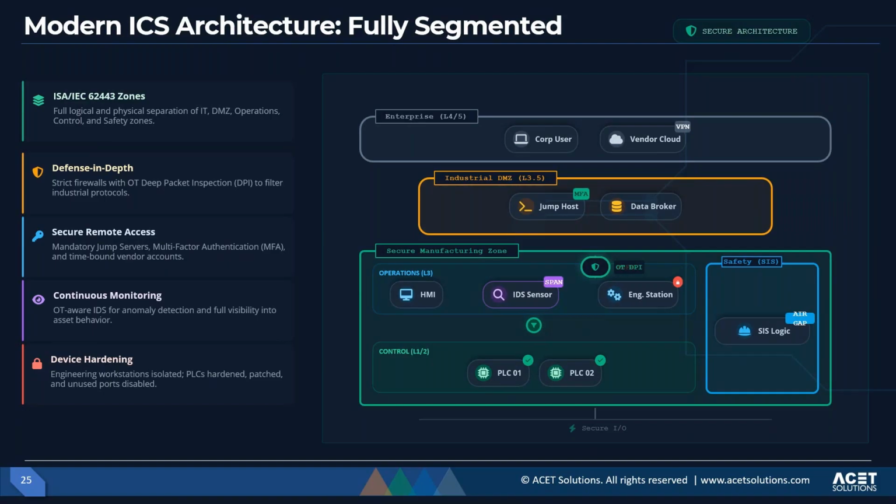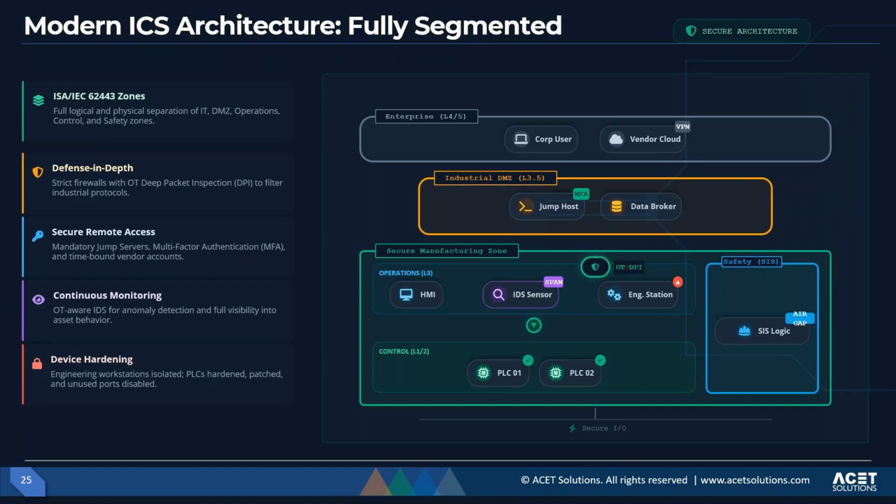Traffic crossing zone boundaries is tightly controlled by strict firewall rules, combining deep packet inspection tailored for OT protocols. Instead of relying solely on port-based filtering, firewalls actively inspect the industrial commands to ensure that only authorized and safe functions, such as read requests or approved polling, are allowed through. This adds a critical layer of protection against malicious or unintended commands targeting the PLC.